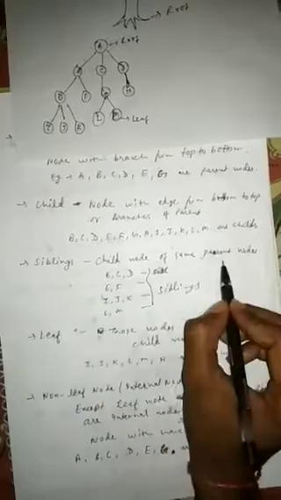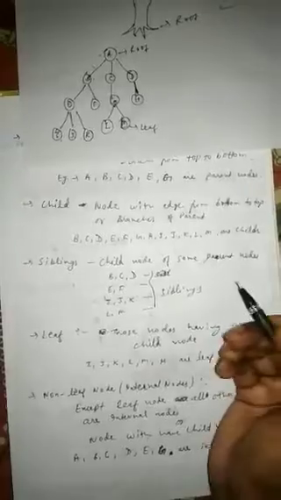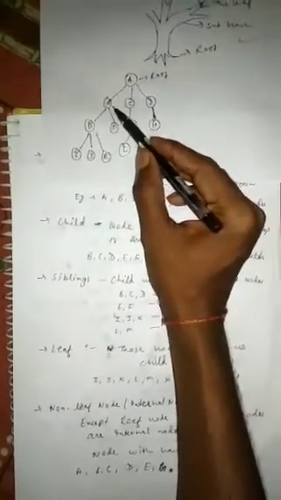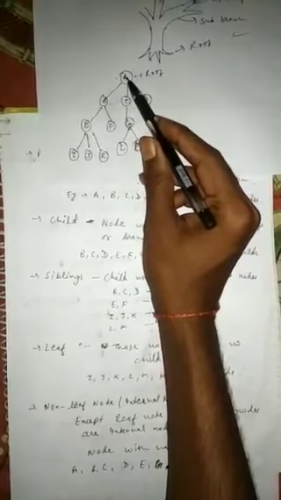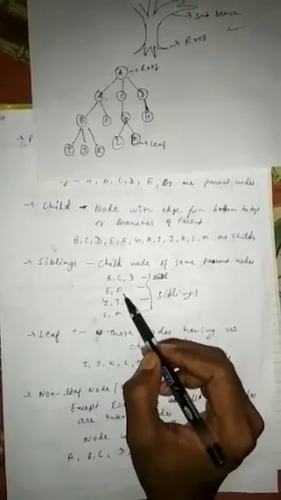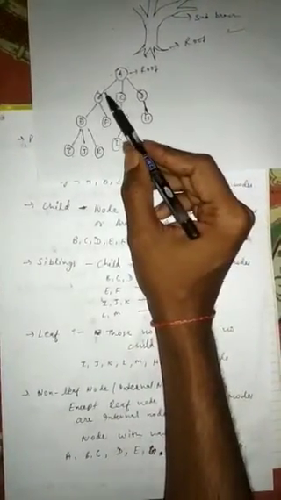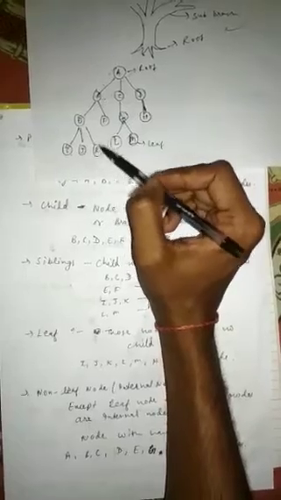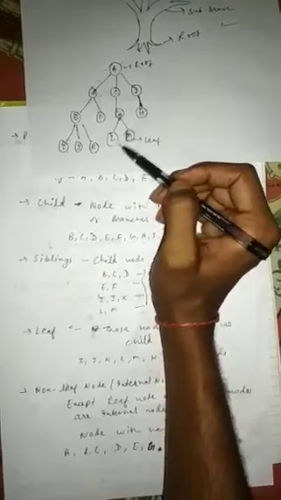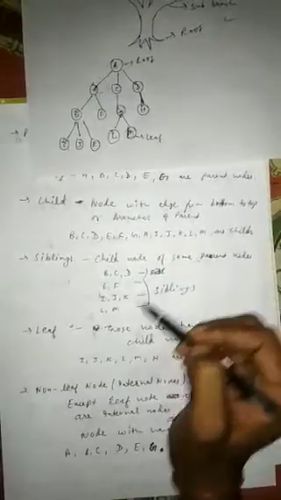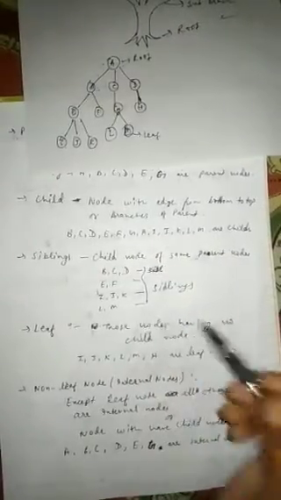This sentence clearly shows child nodes of the same parent. It means B, C, D are child nodes of the same parent A. Also E, F have the same parent B; I, J, K have the same parent E; L, M have the same parent G. So in this tree B, C, D, E, F, I, J, K, L, M are siblings.